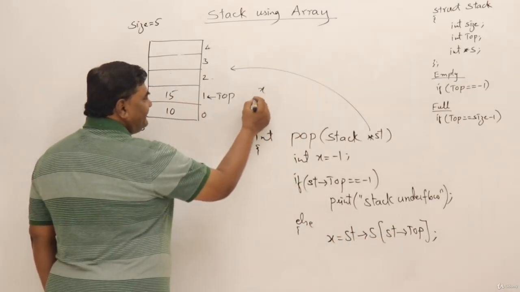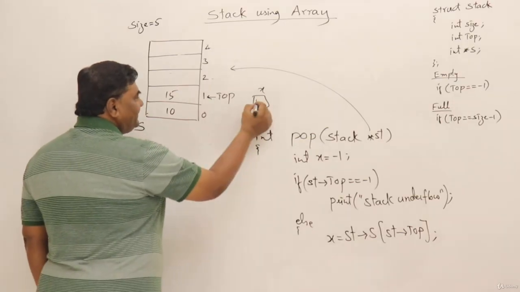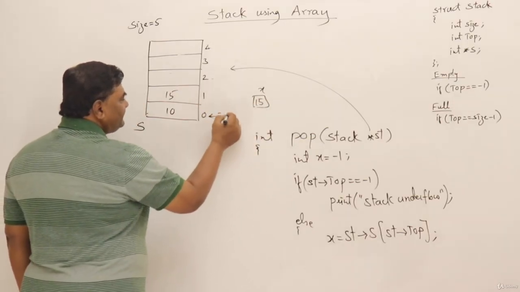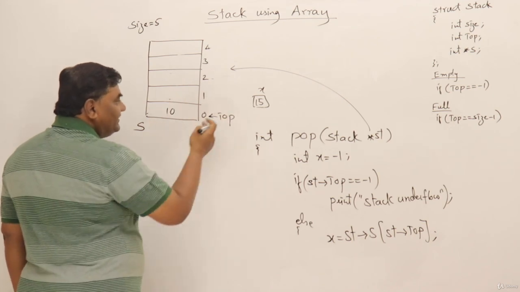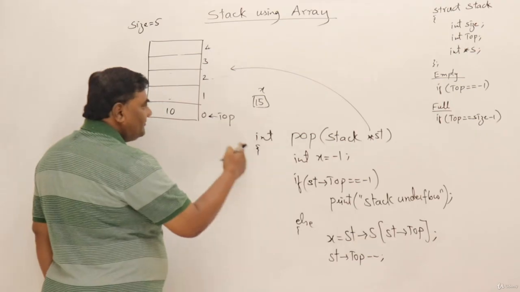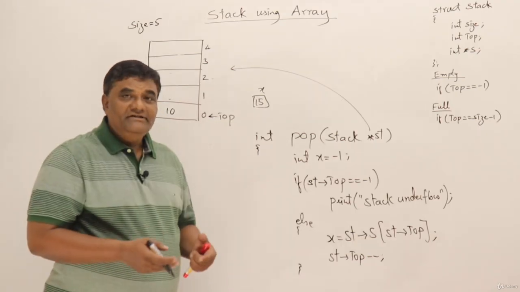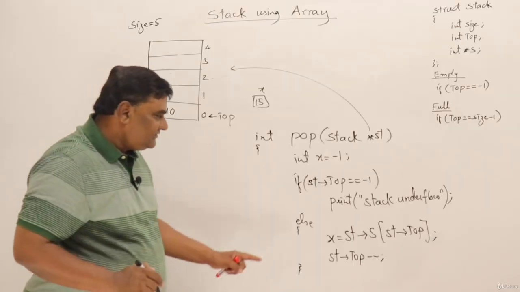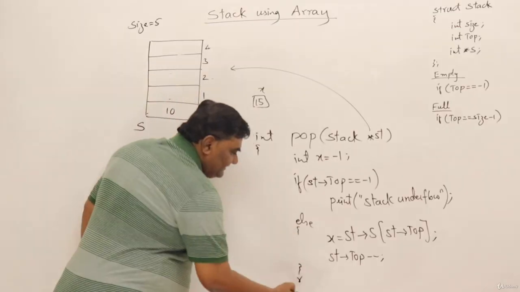Suppose this is x, the value 15 is copied here. Then decrement the top pointer, top minus minus. So we assume that this value is deleted. So I should decrement the top pointer: st->top minus minus. The top pointer is decremented. Now finally, the value that is taken out from the stack, I should return it. So return this value that is present inside x. Here I write return x.